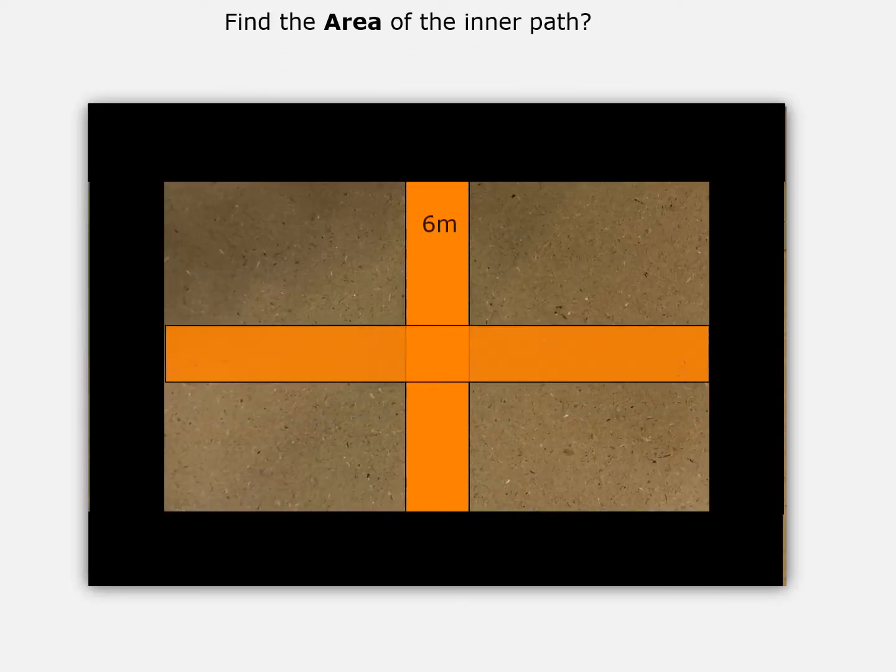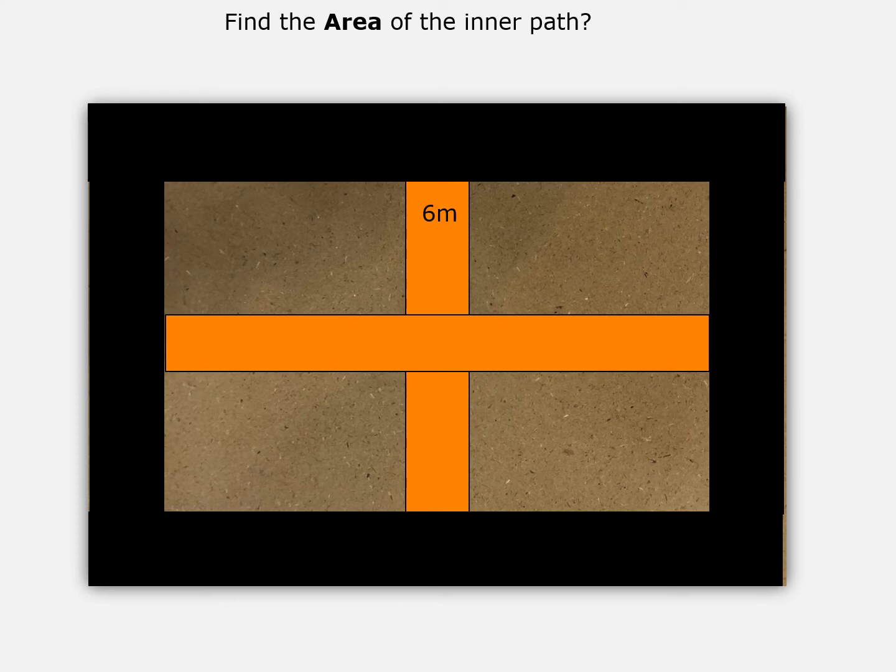Next, I would like to lay a path of 6 meter width inside the inner rectangle by dividing it into 4 equal parts. Something like this. Can you find the area of the inner path?